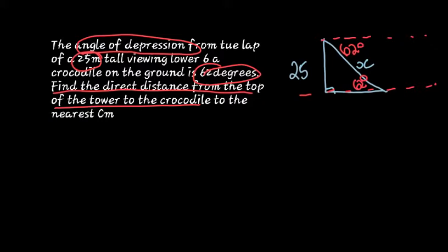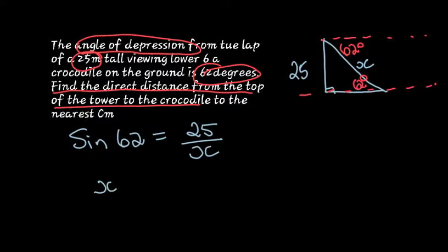Okay, so what have we got? We've got our opposite and we're looking for our hypotenuse. So which one of our trig ratios would we use for opposite and hypotenuse? Yep, we're going to use sine. So sine 62 is equal to opposite, which is 25 over x. So once again, we have our x on the bottom. So we're going to swap the places of sine 62 and x. So x is equal to 25 over sine 62.